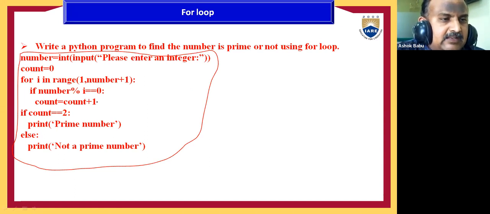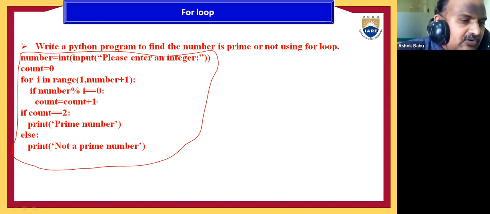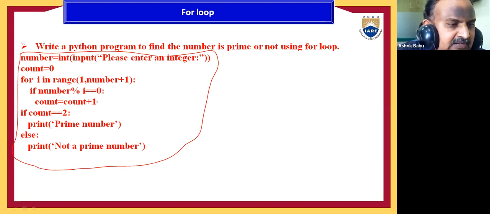First, number equal to int of input of "please enter an integer". Next, let us assume count is 0. For i in range 1 to number plus 1: if number % i equal to 0, then count is incremented, count equal to count plus 1.